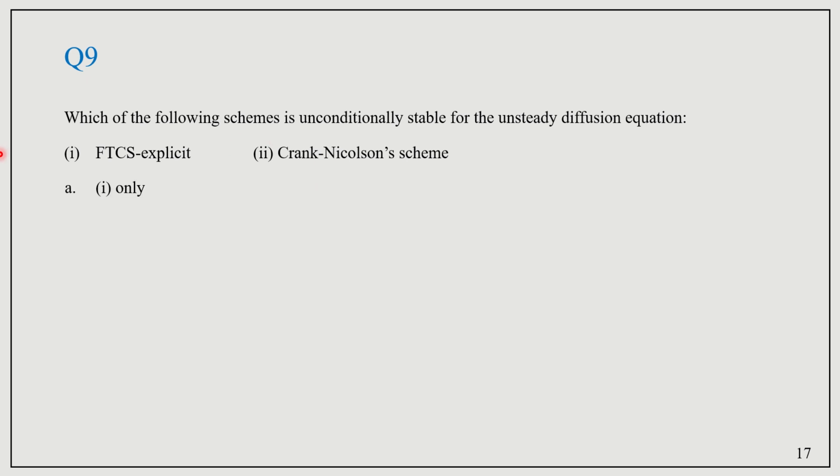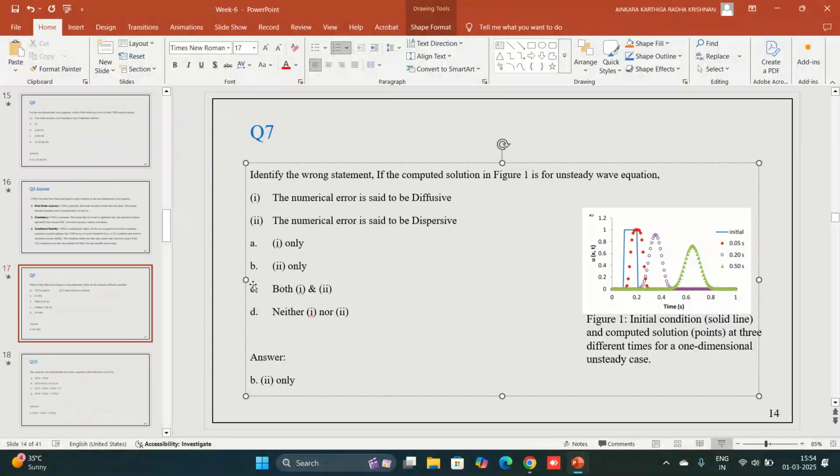We'll see that first one: option A, 1 only; option B, both 1 and 2; option C, neither 1 nor 2; and option D, 2 only. So the unconditionally stable system is the Crank-Nicolson system. FTCS is a conditionally stable system. So the answer is option D, that is, 2 only is the right answer.